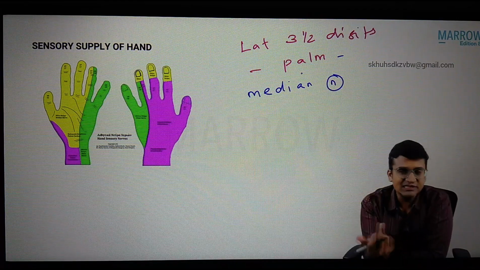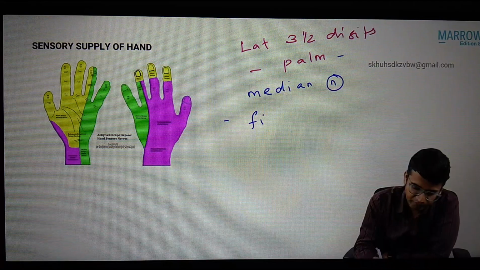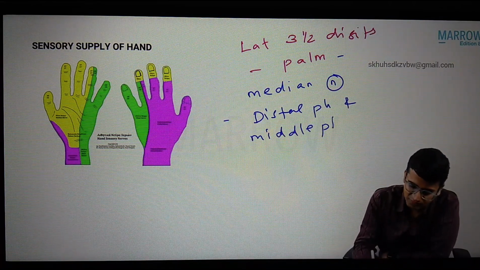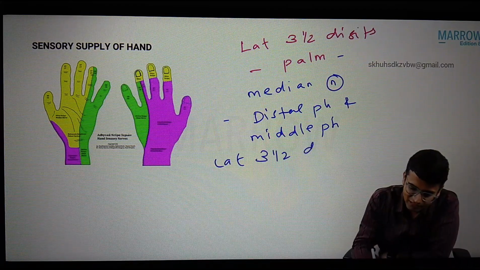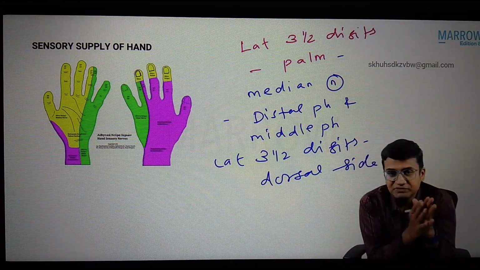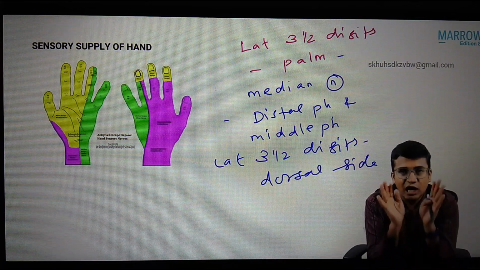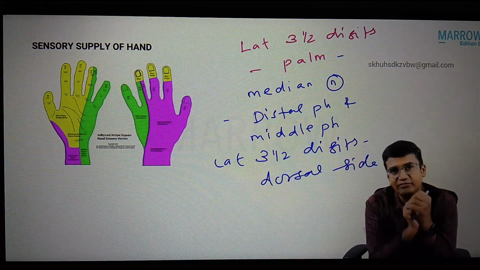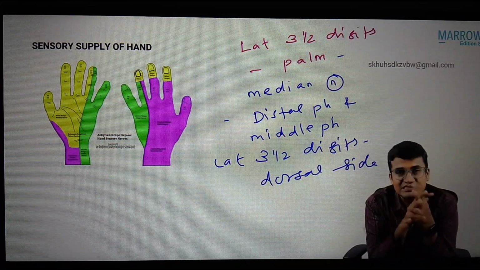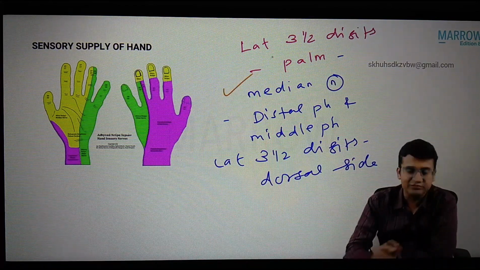This palmar digital branch also carries the fibers from the distal phalanx and middle phalanx of the lateral 3.5 digits on the dorsal side. I told you the superficial branch of the radial nerve supplies the lateral 3.5 digits in the dorsum up to the proximal interphalangeal joint. The middle phalanx and distal phalanx of the lateral 3.5 digits in the dorsum are not supplied by the radial nerve. That is supplied by the palmar digital branch of the median nerve.